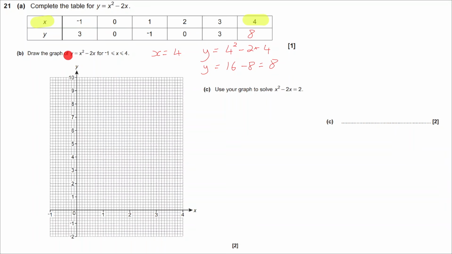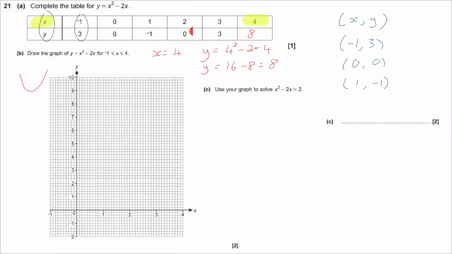Part B, draw the graph of this between -1 and 4. Hopefully we recognise that this is a quadratic. The highest power is a square, which means you're going to have a graph shaped like this. Important to recognise that these points are just coordinates, because a coordinate is always the x first and then the y. So the first one has an x coordinate of -1, a y of 3, so -1 and then 3. Then you've got 0 and then 0. Then 1 and then -1.